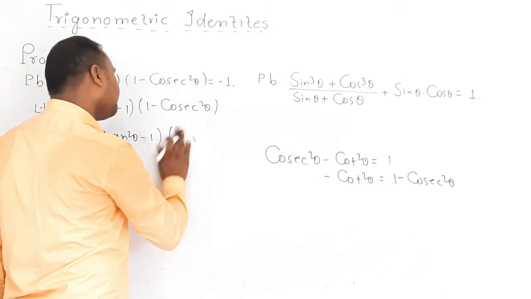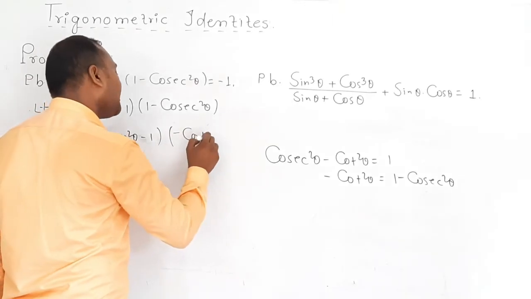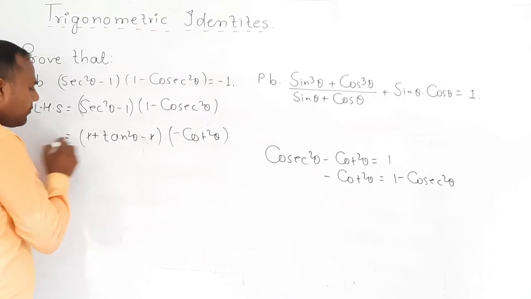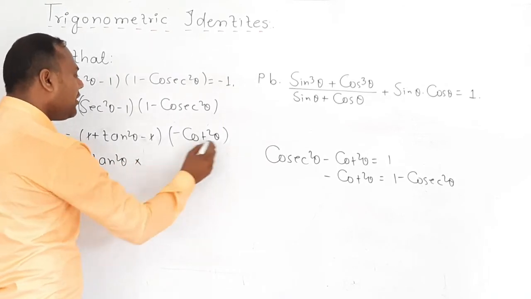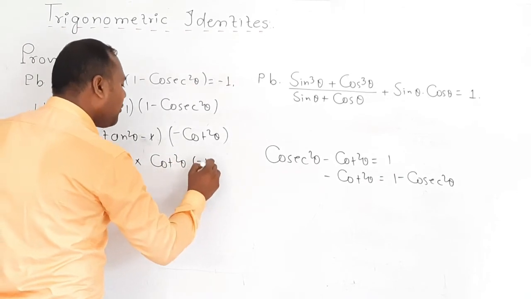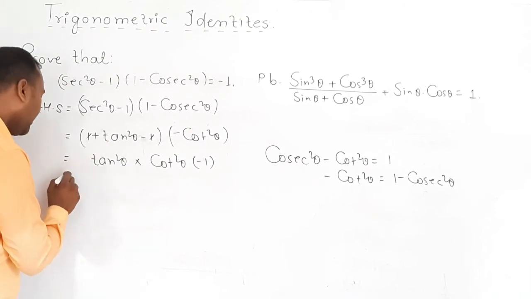That means we have to put here minus of cot square of theta. Now 1 cancels out with 1, and this is the tan square of theta, and this is the cot square theta, and minus is common here. That's why cot square theta and tan square theta cancel out with each other.